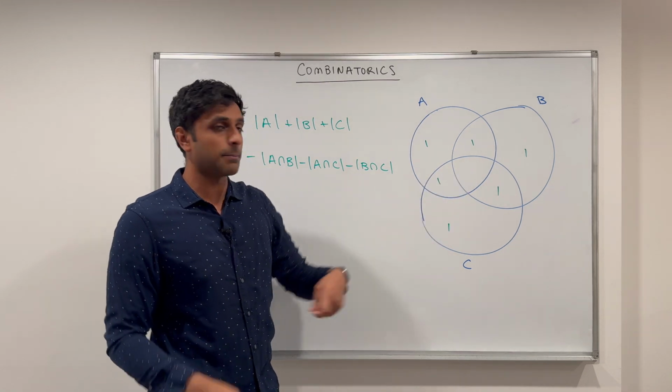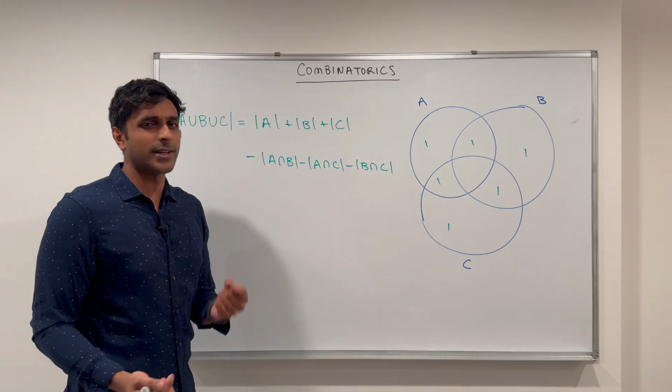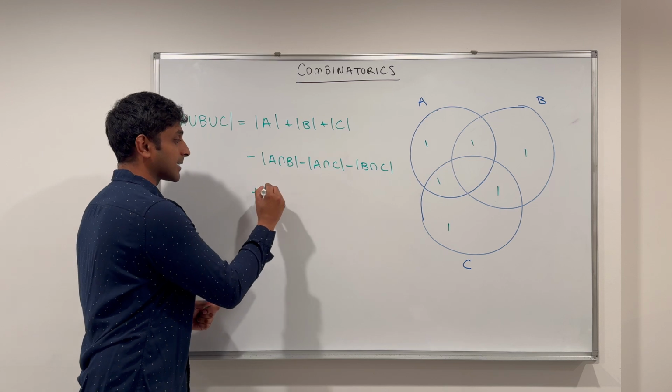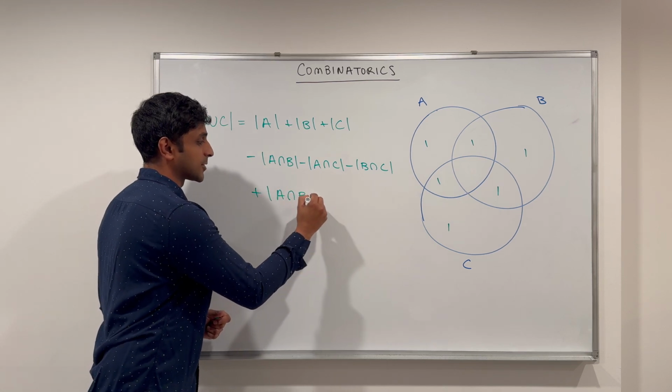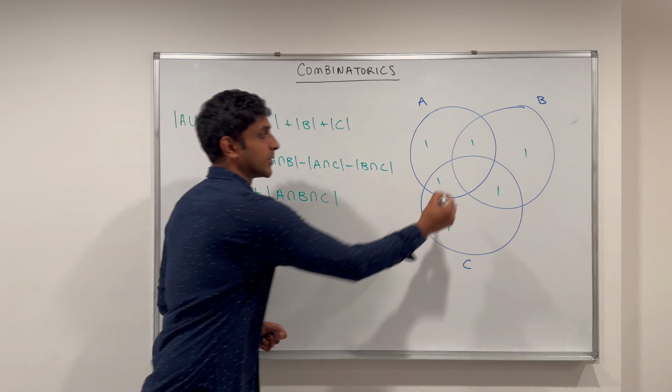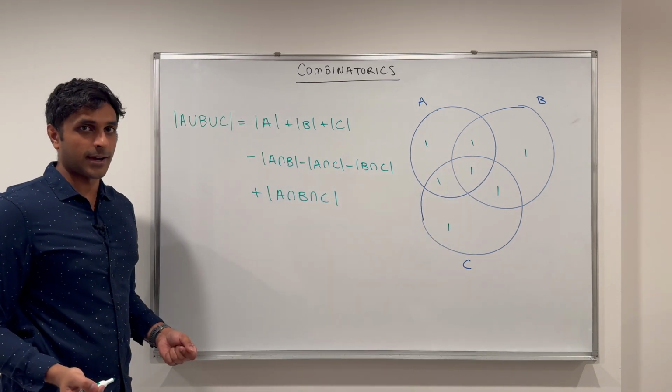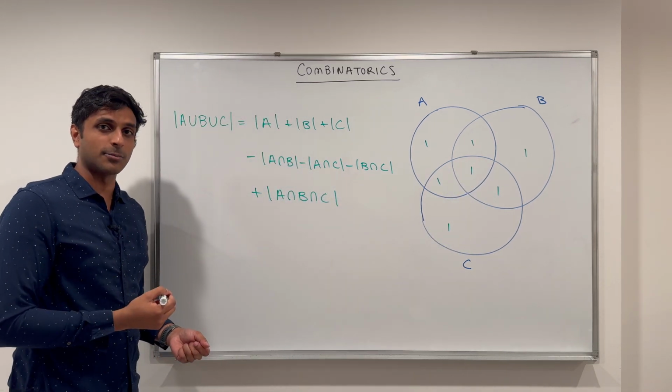Now we're counting that piece 0 times, but we want to count it once, so let's add it back: the size of A intersection B intersection C. So now we've counted everything 1 time. Beautiful. Now let's apply it in a problem.